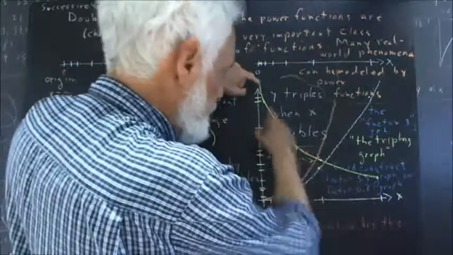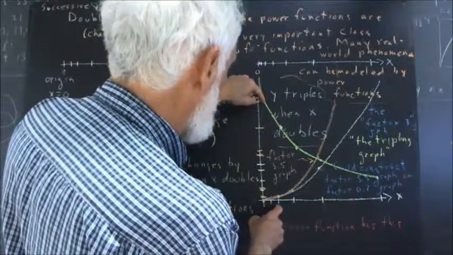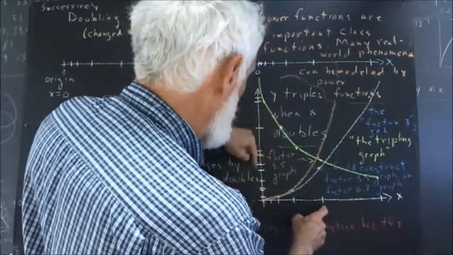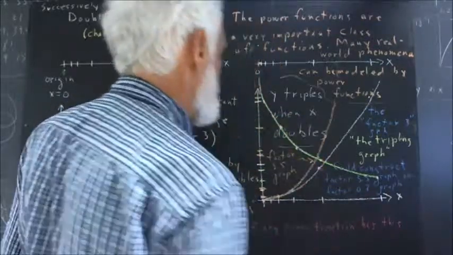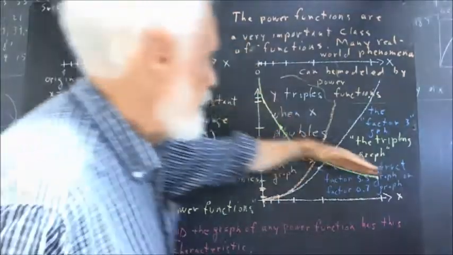But here we don't really see a close relationship. So I match this point with this one, this one with this one, this one with this one, and didn't do a really good job of that. You can improve on it, but you see we get a decreasing function.